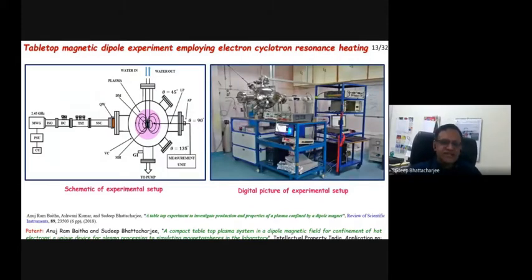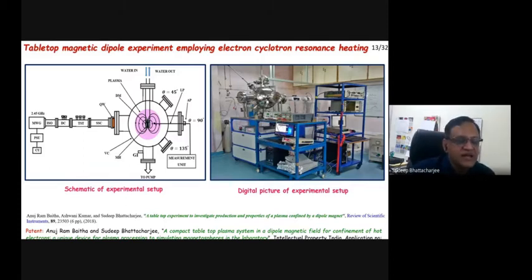So the left hand side is the schematic diagram of the experimental setup, and the right hand side shows a digital picture of the experimental setup that we have developed at IIT Kanpur. So let me explain to you. This is a large spherical chamber on the left hand side. There is a small magnet which is put in a water cooled jacket, and you can see there is a water inlet and water outlet through which we pass chilled water, because otherwise the magnet would get demagnetized due to the heat from the microwave which is used to create the plasma and the plasma radiation. So this magnet has to be kept in a water cooled condition.